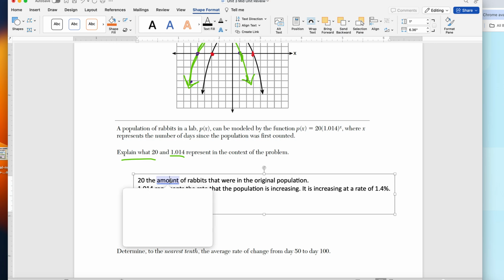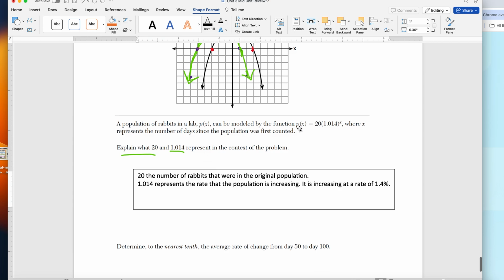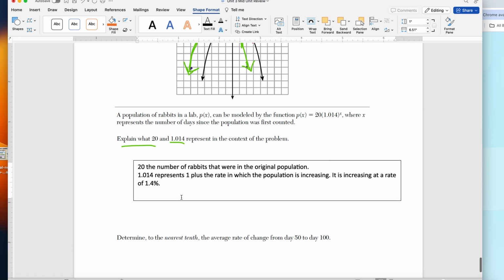Okay, I answered the question. The number of rabbits that were in the original population is 20. And what is this about? This is the rate that's increasing. Okay, represents 1 plus the rate that the population is increasing. It really should say 1 plus the rate in which the population is increasing. Either way, it is increasing at a rate of 1.4%.